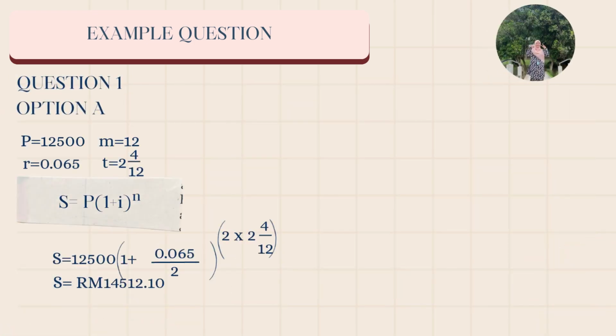First, we need to settle the calculation for option A. P equals 12,500, m equals 12, r equals 0.065, t equals 2 and 4 over 12. Therefore, we should apply the numbers to the formula. S equals P bracket 1 plus i bracket to the power of n. S equals 12,500 bracket 1 plus 0.065 over 2 bracket to the power of 2 times 2 and 4 over 12. The answer is 14,512 ringgit and 10 cents.